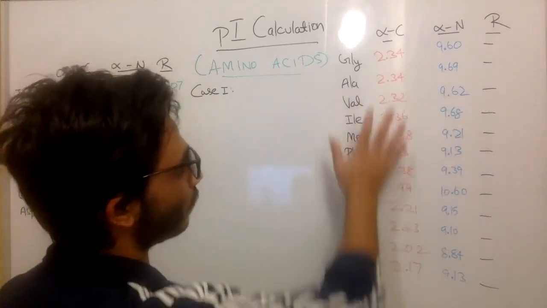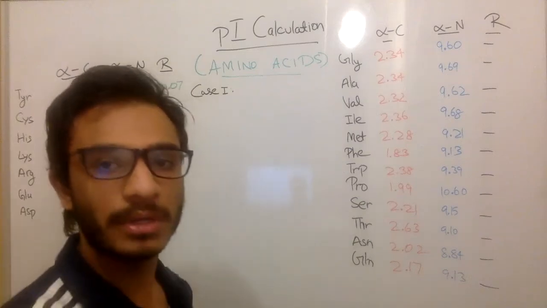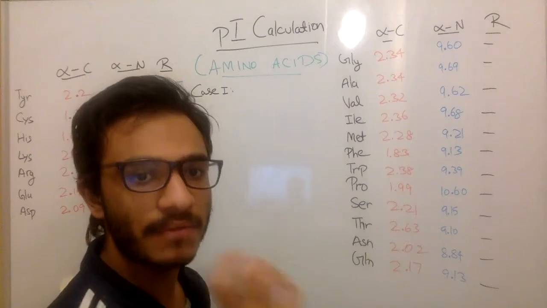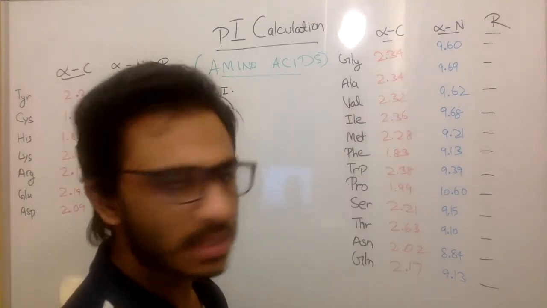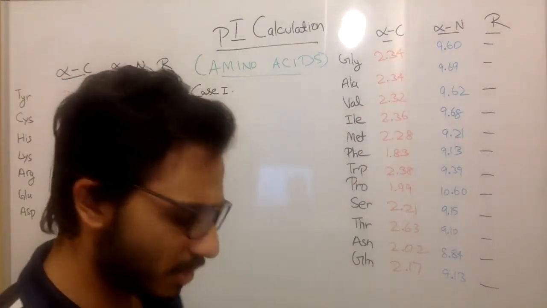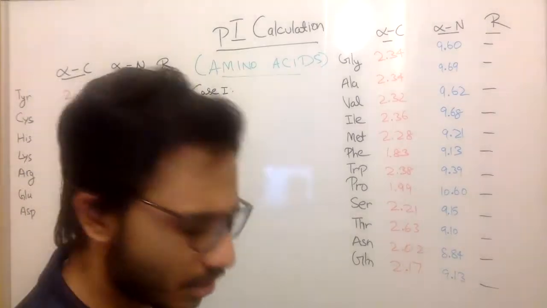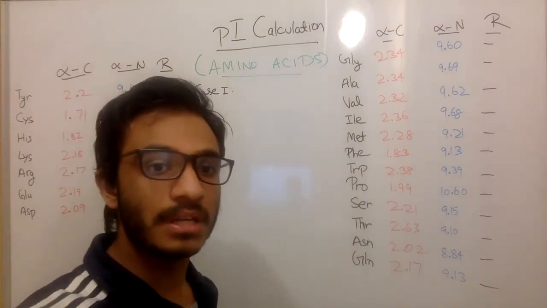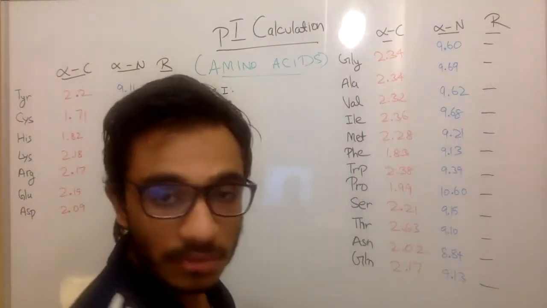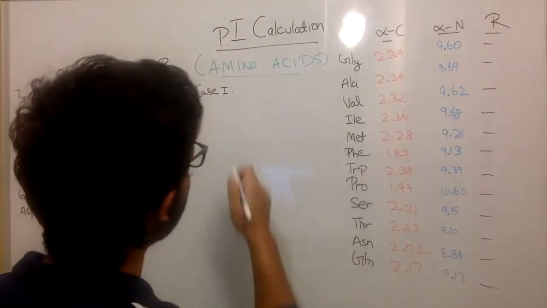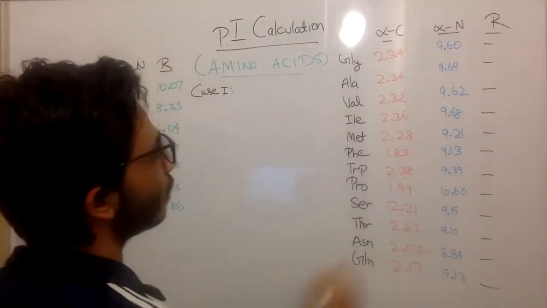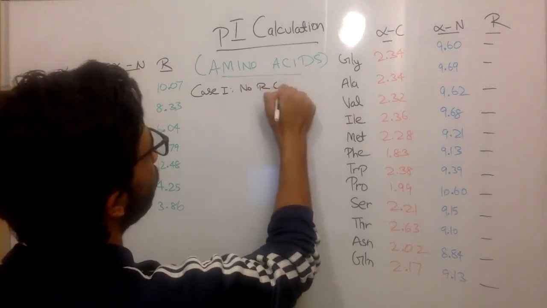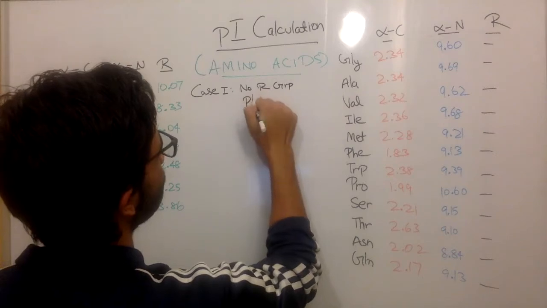So for these 13 amino acids, whether you're doing net charge calculation or pI calculation, we don't consider their R groups. We only consider the pKa values for their carboxy groups and their amino groups. So we can start with case 1, where I consider all these 13 amino acids that don't have any pKa values for their R groups. So case 1, let's consider no R group pKa values.